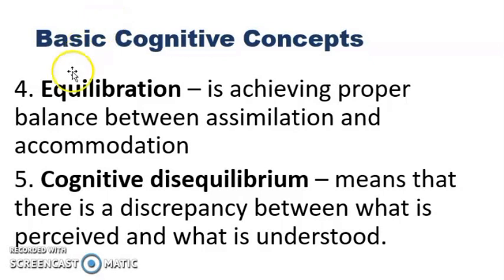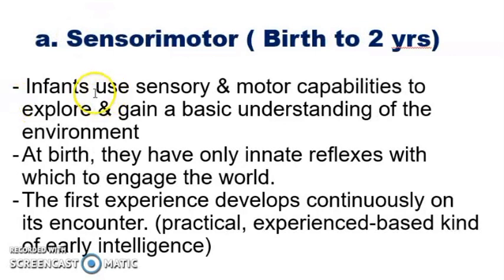Moving on, we have number 4, equilibration. This is a process of achieving proper balance between assimilation and accommodation. Number 5, we have cognitive disequilibrium. This means that there is a discrepancy between what is perceived and what is understood. So those are the 5 basic cognitive concepts that we must acquire before going to the stages of the theory of cognitive development.